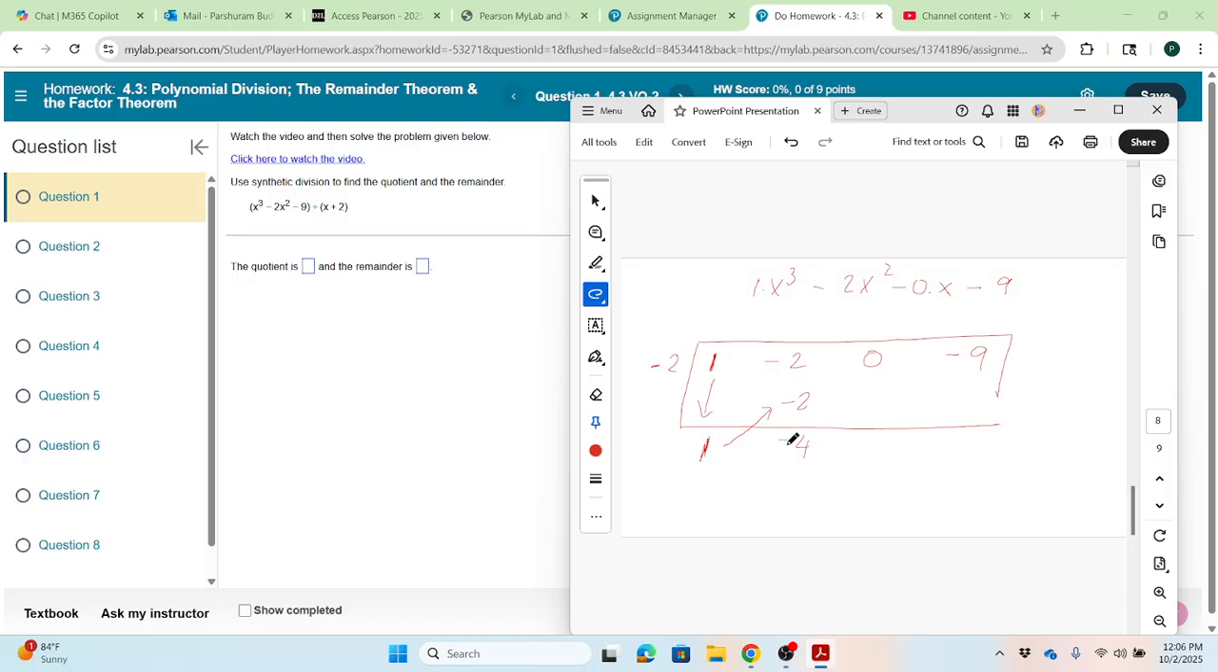And do again the same thing. Multiply whatever number you get here by -2. So -2 times -4 is +8. That goes here. +8 plus 0 is 8. 8 times -2 is -16. So if you add this, that is -25. Okay? Make sense? So that is -25. Okay, so now what do you do next?